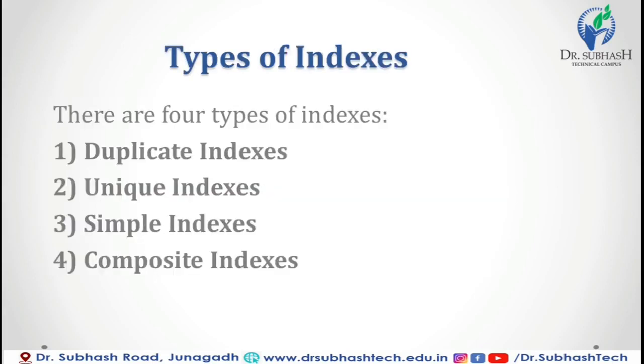Types of index. How many types of index are supported by the DBMS? There are 4 types of index supported by the DBMS: duplicate index, unique index, simple index and composite index. 4 types of index: duplicate, unique, simple and composite. As the names suggest, duplicate, unique, simple, composite. This is very easy.